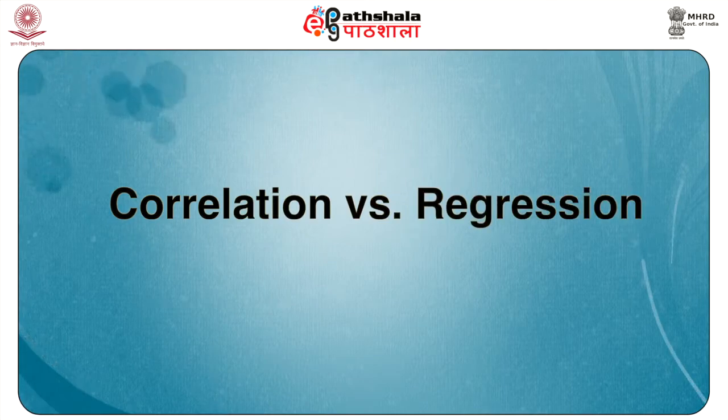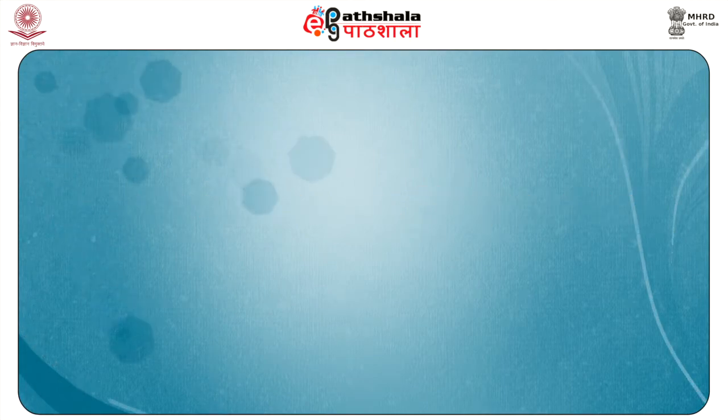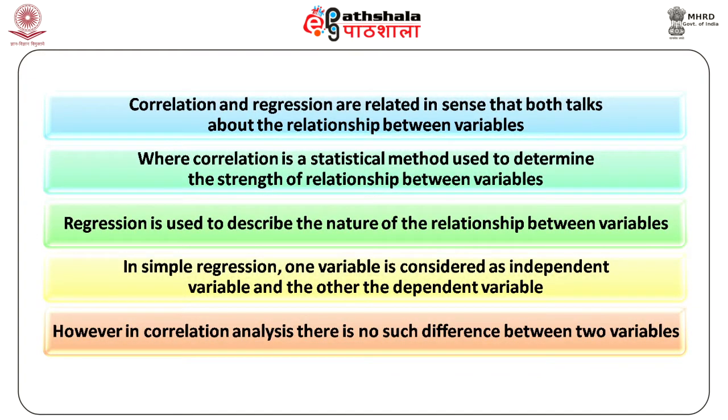Next, we will study correlation versus regression. Correlation and regression are related in the sense that both talk about the relationship between variables, where correlation is a statistical method used to determine the strength of relationship between variables. Regression is used to describe the nature of relationship between variables. In simple regression, one variable is considered the independent variable and the other the dependent variable. However, in correlation analysis, there is no such difference between the two variables.